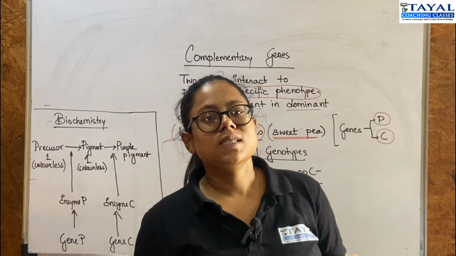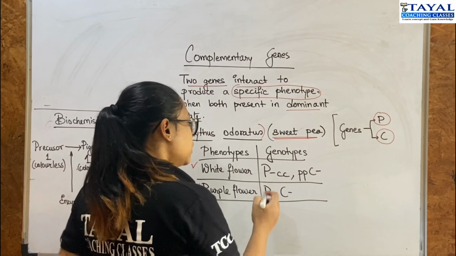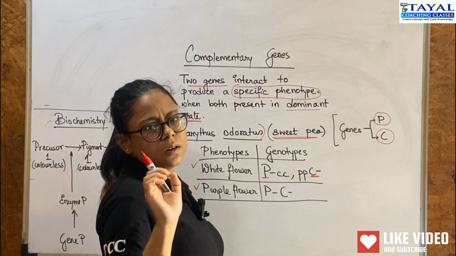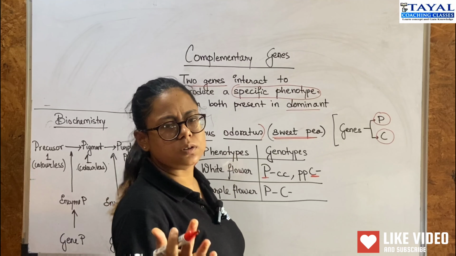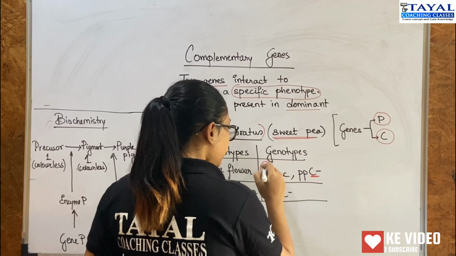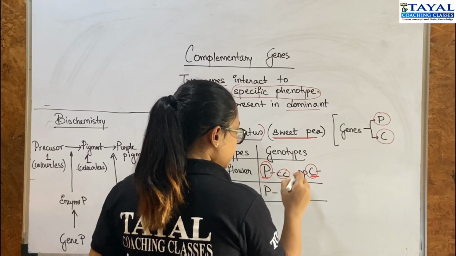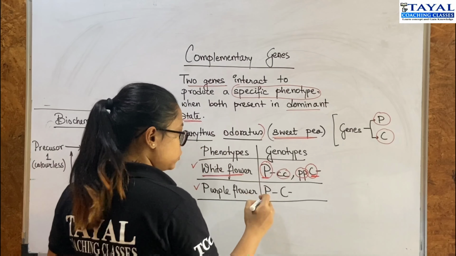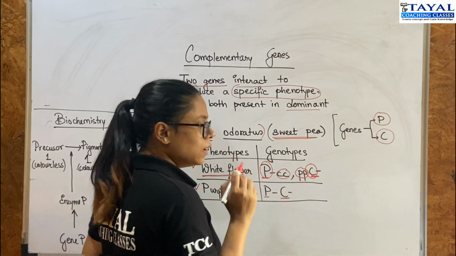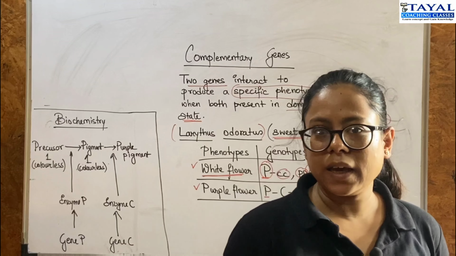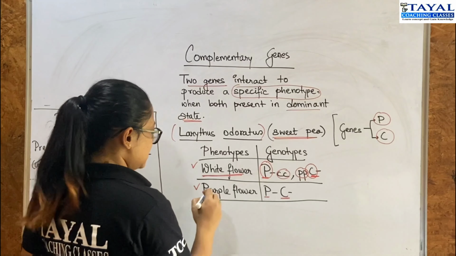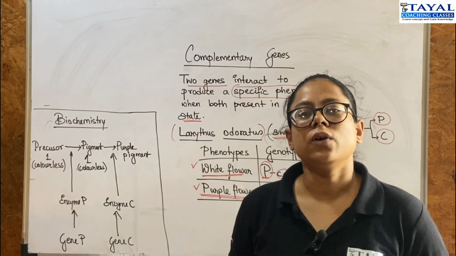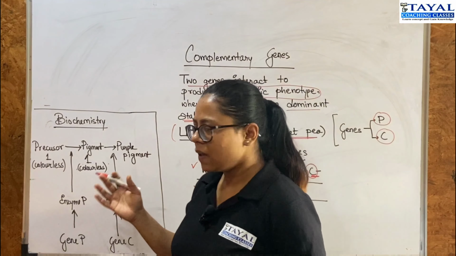So what they saw was that when only one of the P gene or the C gene was dominant, and the other was not, it was always white flowers. But if both of them were present in a double dominant situation, in that case, the purple flowers were visible. So they started to figure out the biochemistry of it.